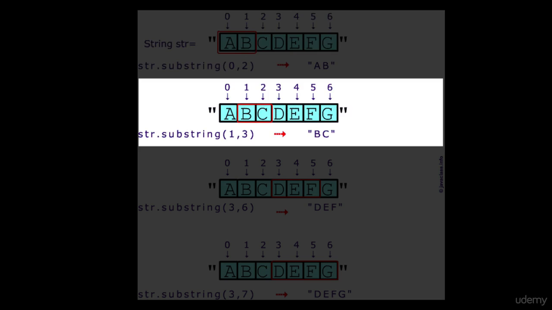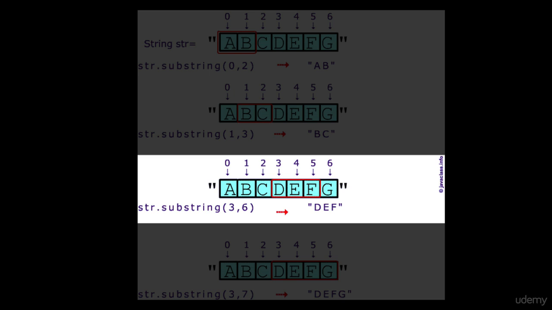When you look at this next example, here the starting point is index 1, which is B, and then we go up to, but not including the character in the index 3. All right, so what that gives us is just between 1 and 3, which is just B and C. And then the third example, we start from the third index, and then we go up to, but not including the character at index number 6, okay? And that, of course, gives us D, E, F. So you're beginning to see the pattern here.